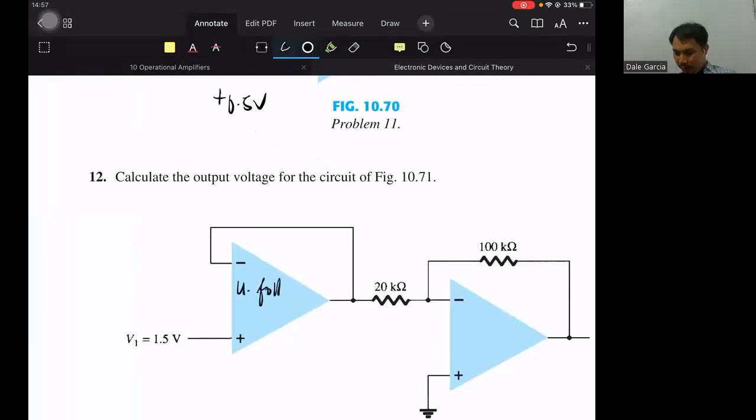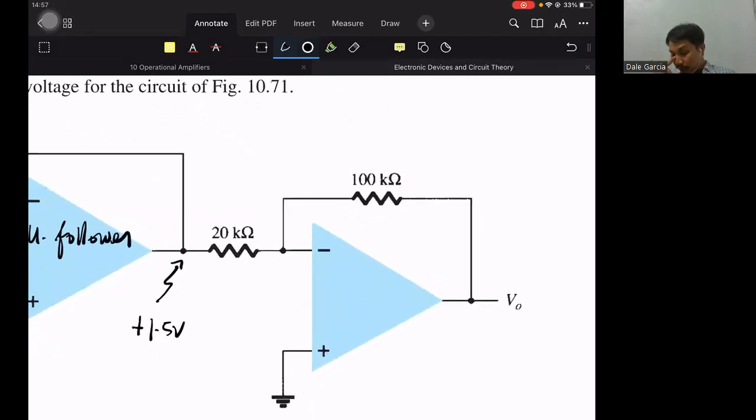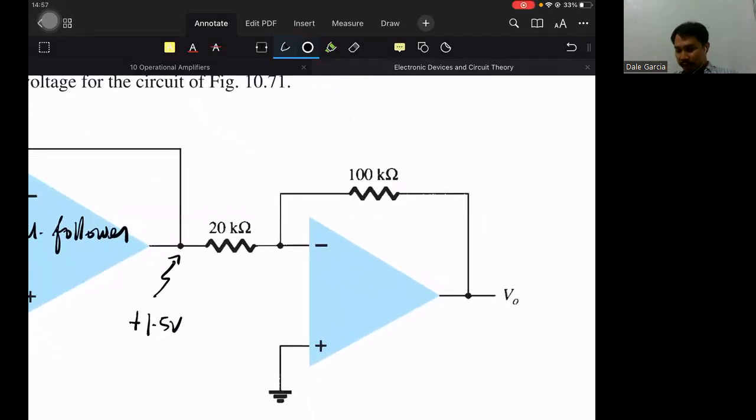So this is a unity follower, meaning whatever the input is, that's the output. So for about delay, the voltage here is still positive 1.5 volts. And our second stage is inverting. So 100 divided by 20 is 5. So the gain is -5. And the output is -7.5.